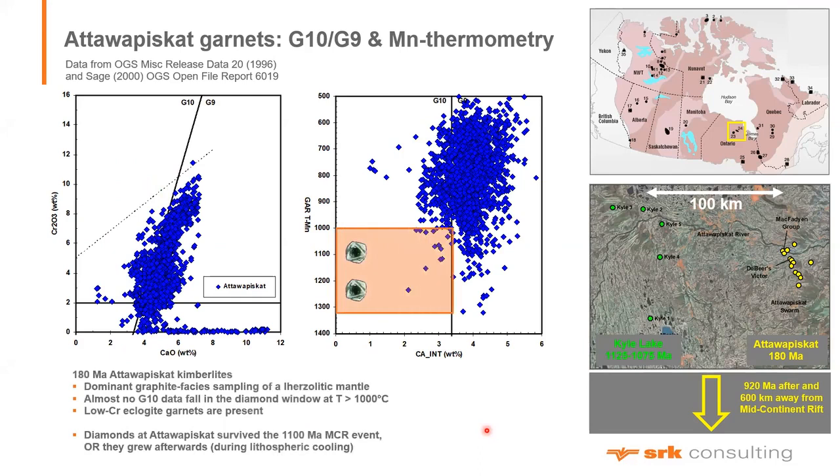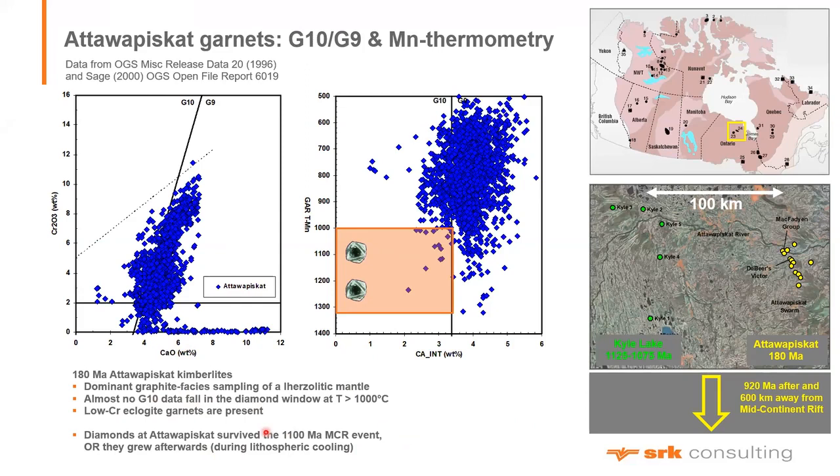If we had to go around and assess the proportion of G10 garnets that are in the diamond stability field at above 1,000 degrees centigrade, we'd be looking at this little window over here. And so the discussion here is, at 180 million years, the Adelopiscat kimberlites are dominantly sampling graphite facies material of lherzolitic mantle, in other words, G9s, at temperatures below 1,000. That's the dominant signal that you'll get out of these kimberlites over there. There is almost no G10 garnet data that fall in the diamond window. Low chrome eclogite garnets are present. There they are up there.